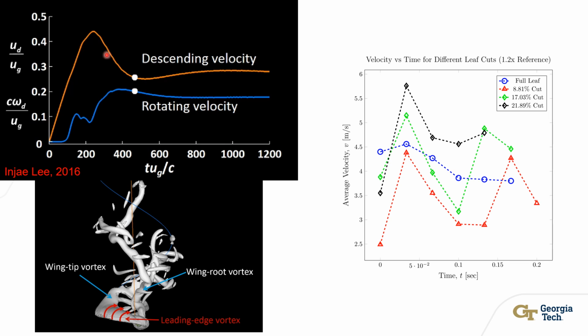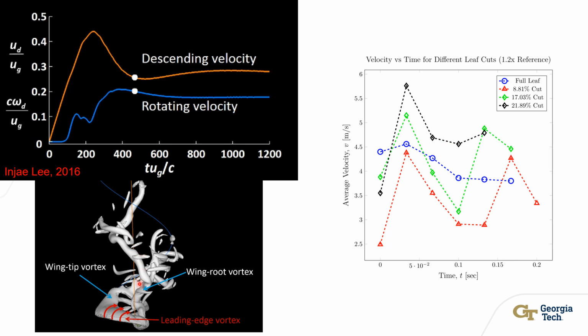So on the left-hand side, we have published data or literature data on the simulations of a maple seed. And we see that this maximum that we have here corresponds to this point here on the descending velocity. And after this point, we decrease and reach a steady state. And this is the pattern that we see for the reference seed. And as mentioned before, while we do see the maximum for the cut seeds, we do not see it settle into a steady state after that.